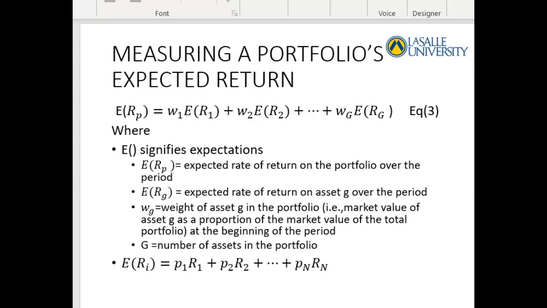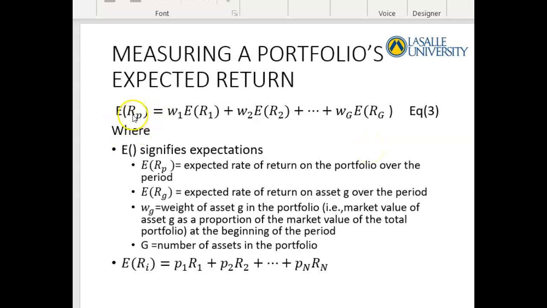In the previous two equations, we showed how to calculate the actual return of a portfolio over some specific period of time. Portfolio managers and investors would also like to know the expected or anticipated return from the portfolio of risky assets. The expected portfolio return is the weighted average of the expected return of each of the assets, weighted by the market value of the asset as a percentage of the total market value of the portfolio.